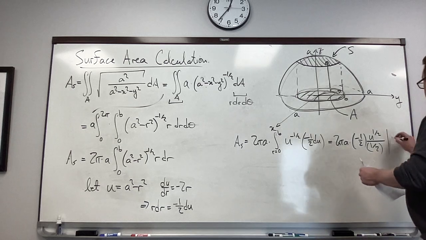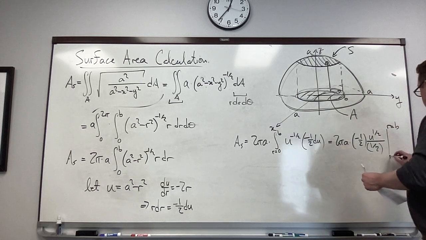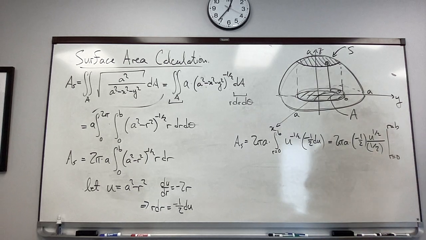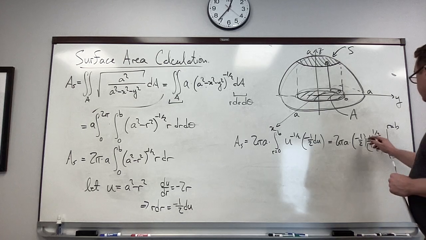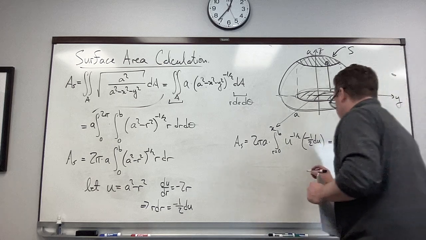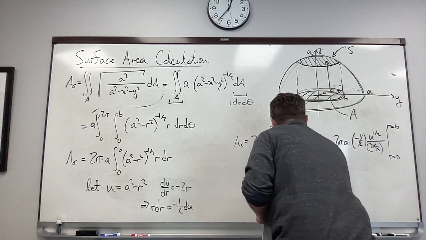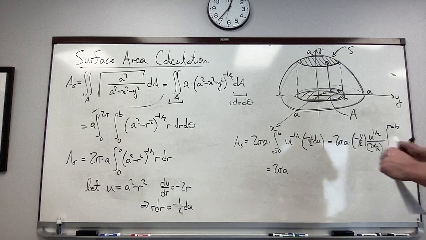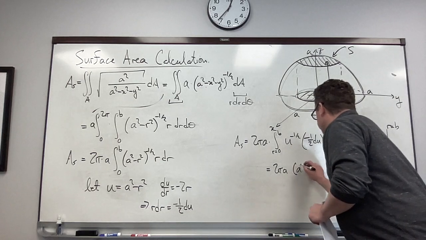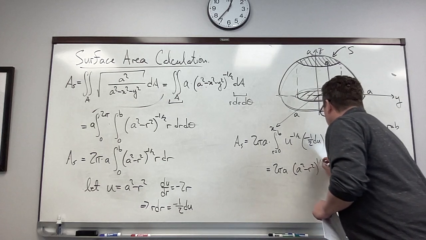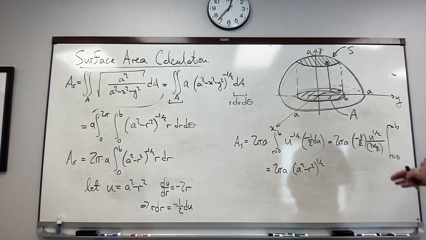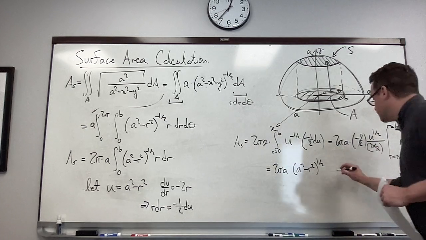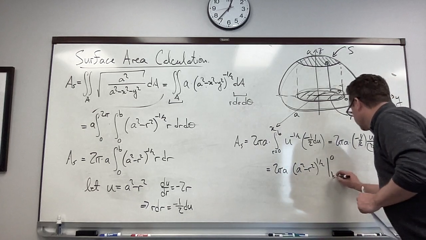And this is now evaluated at r equals b, r equals 0, right? So these guys cancel, but then we have a negative sign, so I'll write that as equals 2 pi a, and I'm going to have u to the 1/2. I'm going to put u back in, so I'm going to say a squared minus r squared to the 1/2, and then I'll affect this negative sign by switching these two. So this is going to be from 0 to b now.